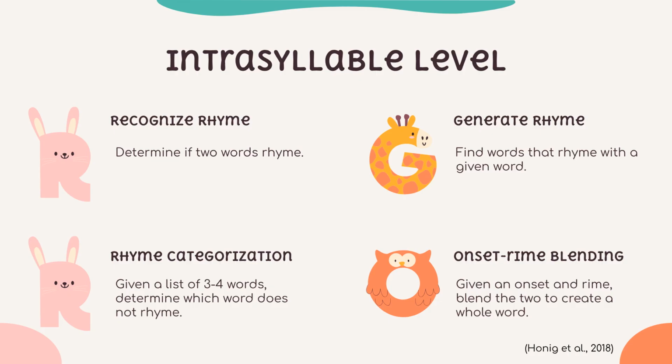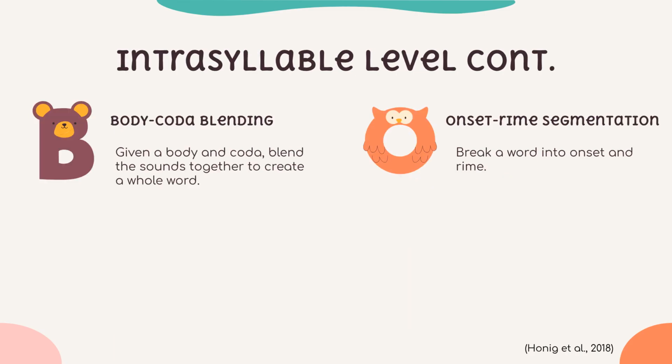At the intrasyllable level, we want students to be able to recognize rhyme, which is when they're able to determine if two words rhyme. We want them to be able to generate a rhyme, which is find words that rhyme with a given word. We want them to be able to categorize rhymes. So when they're given a list of 3 to 4 words, they are able to determine which word does not rhyme. And then we would also like them to understand onset and rhyme blending, which is when they're given an onset and a rhyme, and they're able to blend the two to create a whole word.